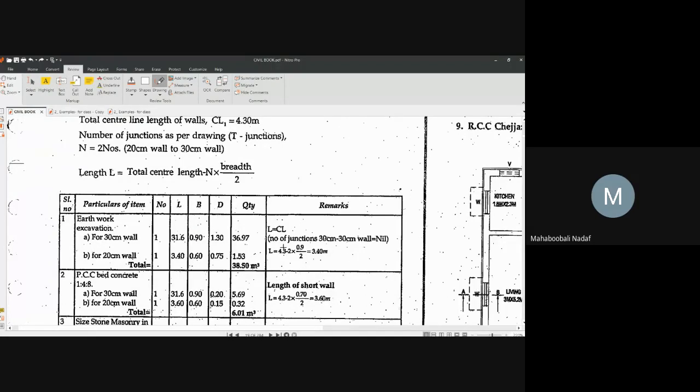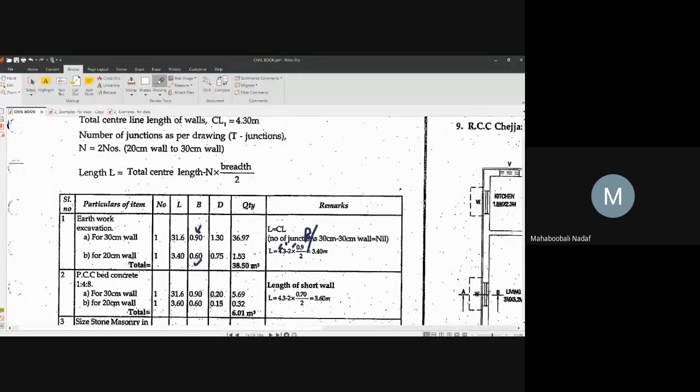See, you generally write CL into N into B by 2. What is that B? B is the width of that item. Here, which B should you take, the bigger wall excavation width or the smaller wall excavation width? That is the important point I wanted to make clear. Is what I am telling okay? Yes or no? Yes, sir.